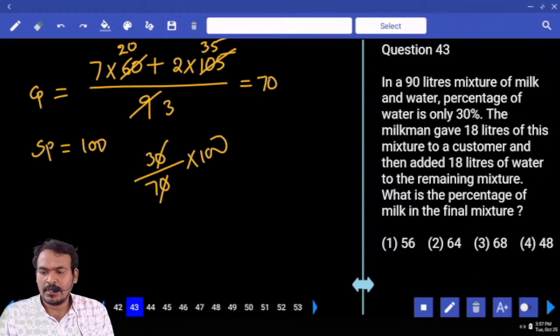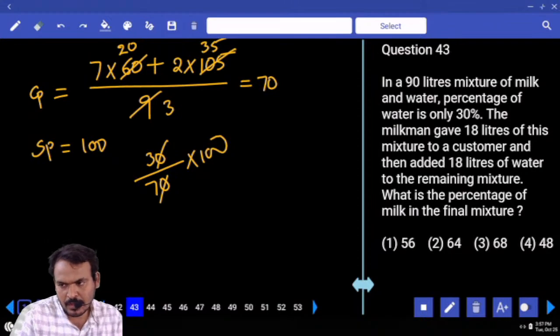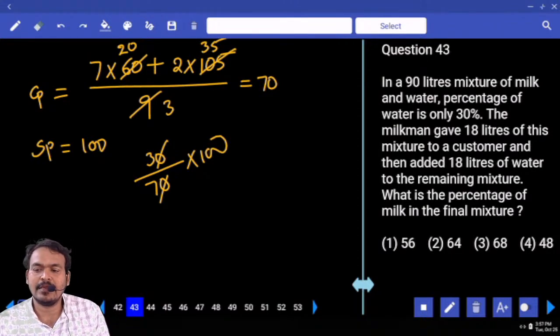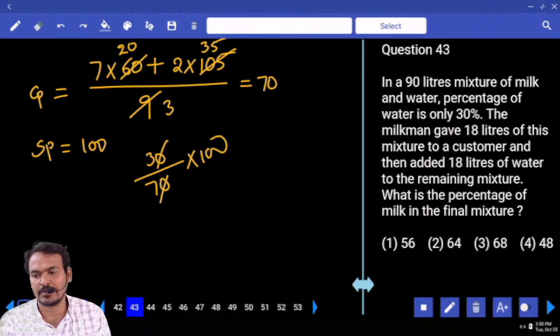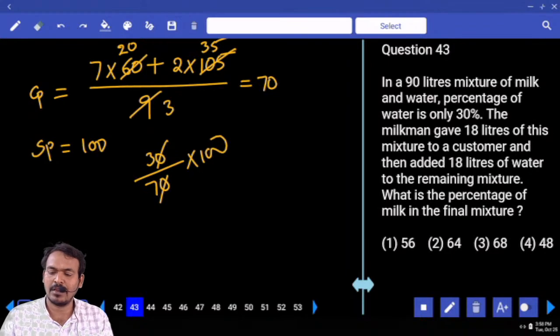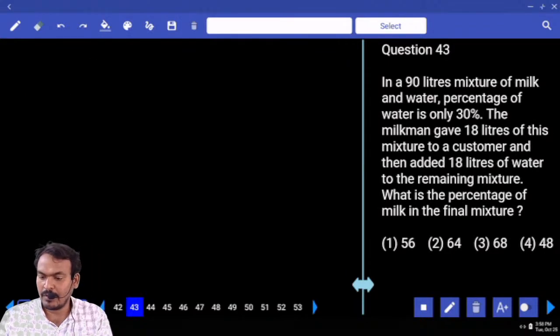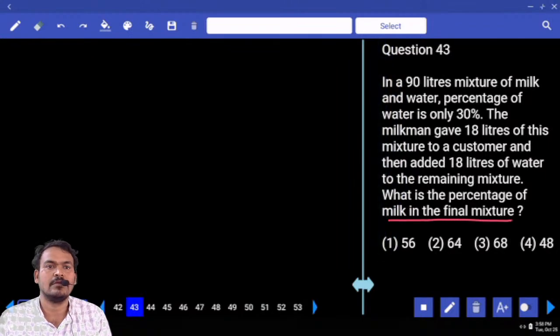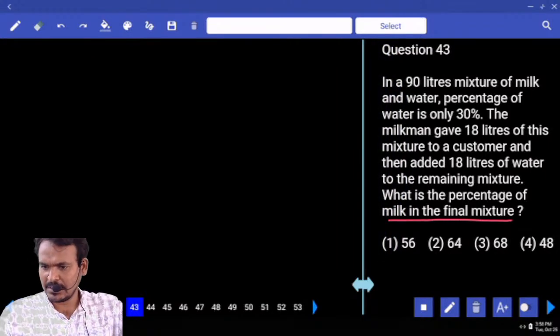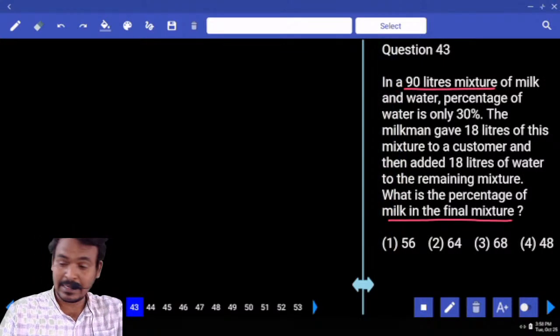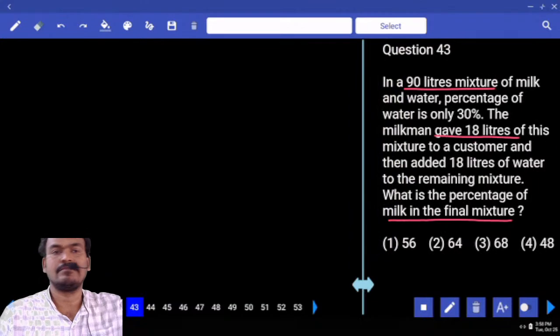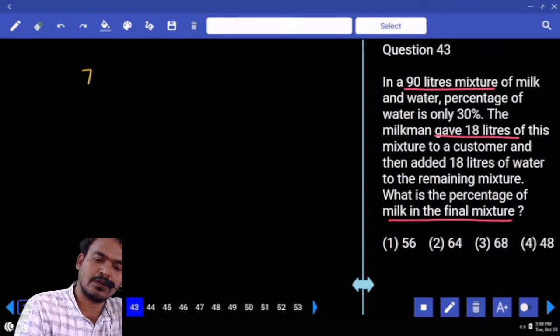Next question number 43. In 90 liters of mixture of milk and water, the percentage of water is only 30%. The milkman gave 18 liters of this mixture to a customer and then added 18 liters of water to the remaining mixture. What is the percentage of milk in the final mixture? We required milk percentage or water percentage? Milk percentage. Initially how many liters of mixture? 90. In that how many liters are taken? 18 liters.